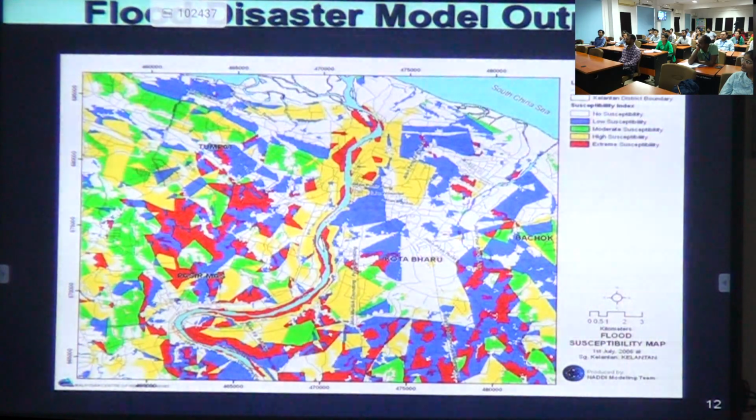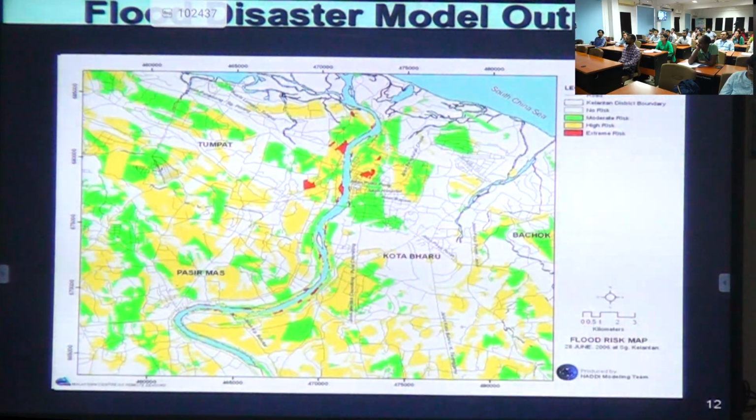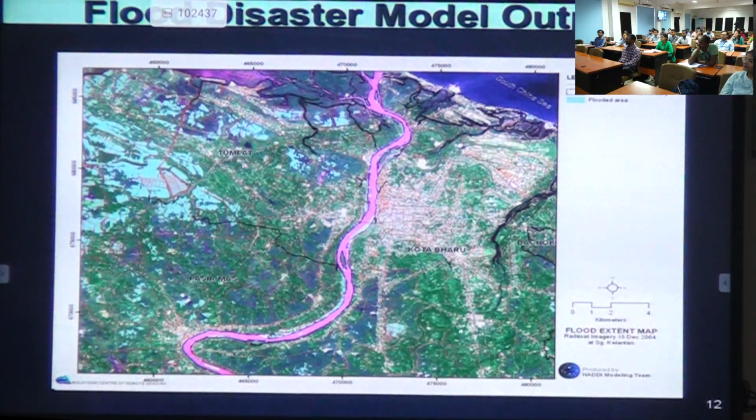Some of these outputs, like you can produce a flood susceptibility map like this. The red color shows the flood prone areas. Okay? You can also produce a flood risk map. Before the flood risk map, you can produce a flood vulnerability map. We'll learn about it now. Okay? Then you can also produce a flood extent map.